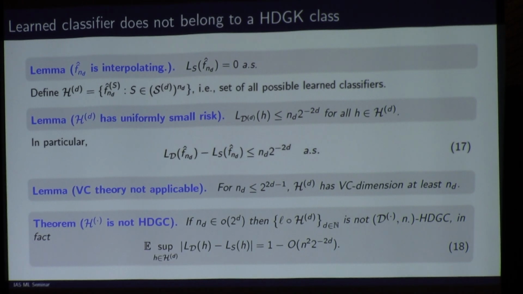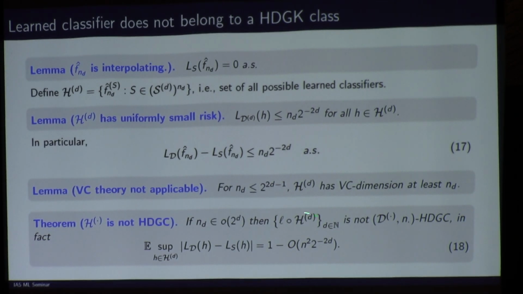VC theory is not applicable in this particular situation, unless you have an exponentially large number of samples. The VC dimension of the achievable class of hypotheses has vacuously large VC dimension. But furthermore, you have this failure of high-dimensional Glivenko-Cantelli, provided that your number of samples doesn't grow sub-exponentially in the dimensionality of your space, or 2 to the dimension of your space, so that's pretty mild.